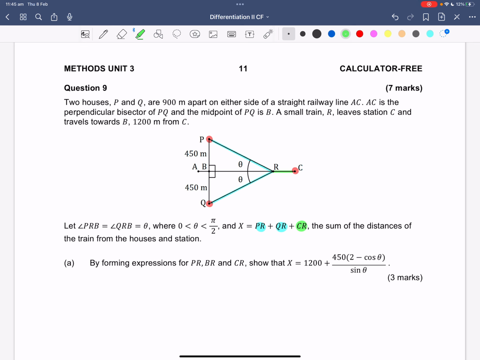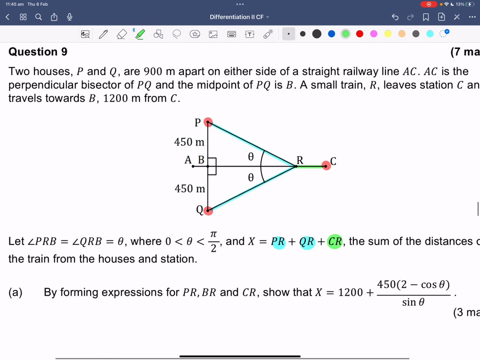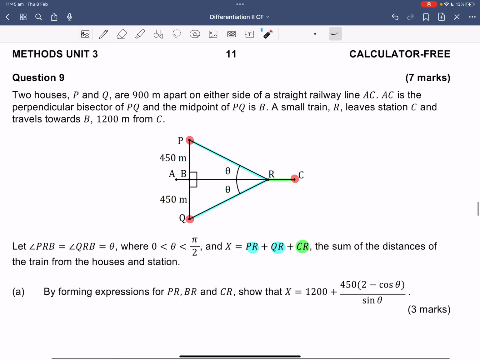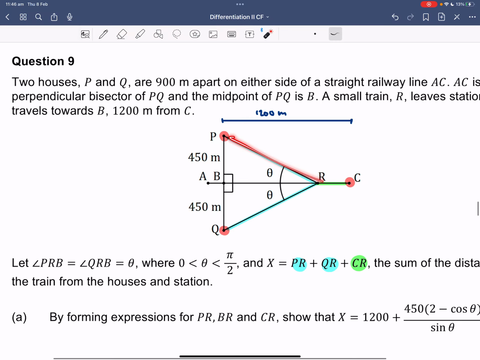First we have to come up with expressions for those distances. The only piece of information that's not on the picture is that B is 1200 meters from C. So this entire distance is 1200 meters. Just remember that, I'll put that on the picture here. We need to first come up with an expression for X, and it's in terms of the angle. So it's just a bit of SOHCAHTOA.